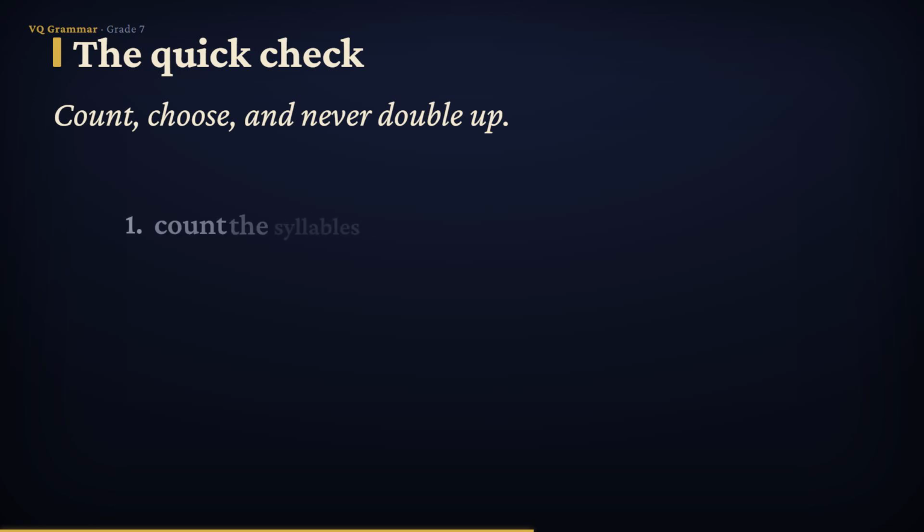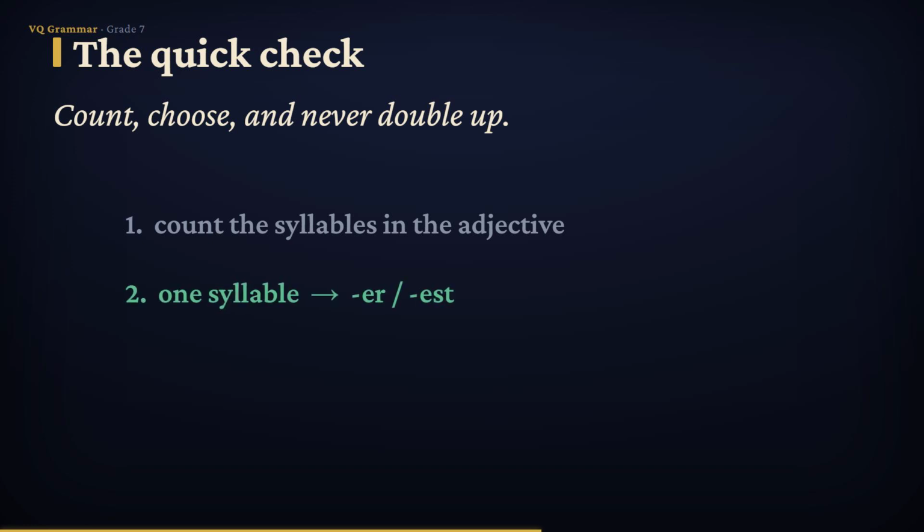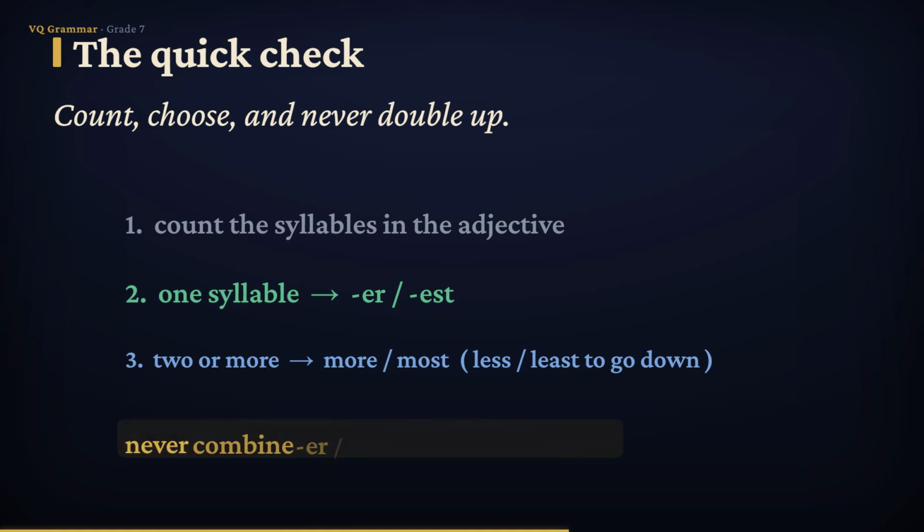Step 1. Count the syllables in the adjective. Step 2. If it has just one syllable, add ER or EST, the way you did in Lesson 30. Step 3. If it has two or more syllables, use more or most instead, and use less or least when you're comparing downward. And one last guardrail. Never combine the two systems. If a word already ends in ER or EST, it must not also take more or most. Count, choose, and never double up.